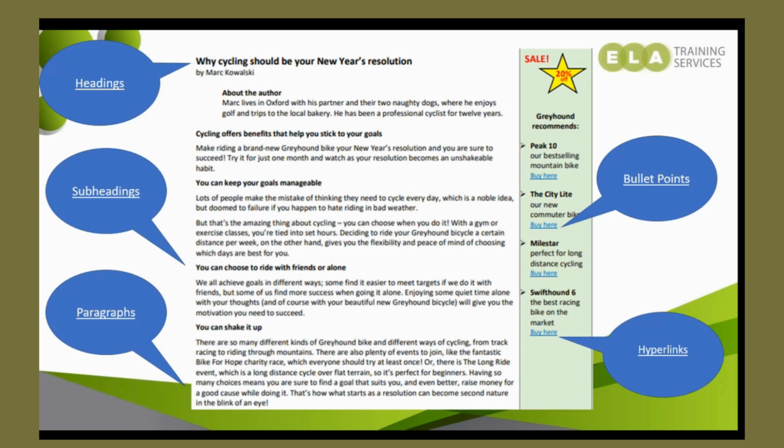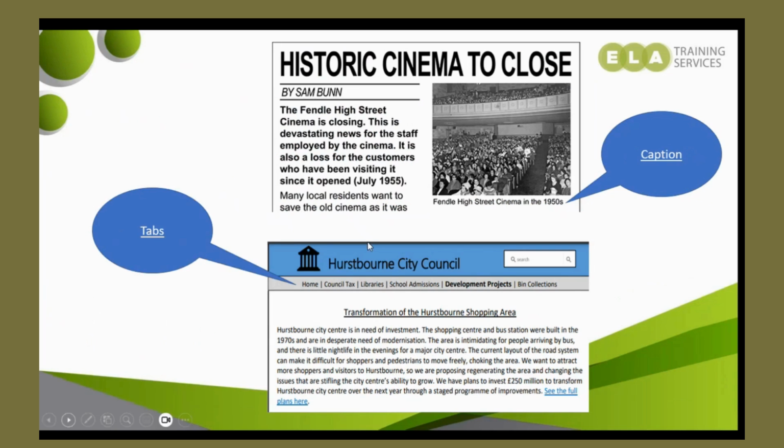And then we have hyperlinks. So hyperlinks are often in blue and underlined and direct the reader to alternative parts of a website, encouraging you to maybe buy something or find out more information. We then also have captions, and these are little descriptions underneath pictures that tell you what that image is about.